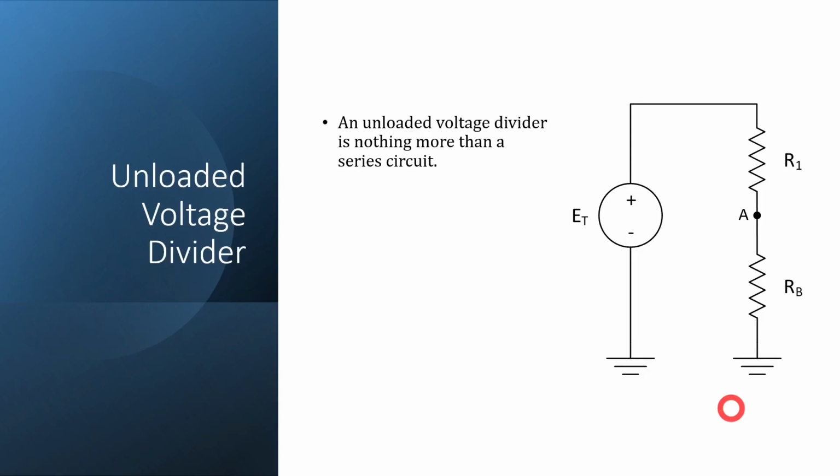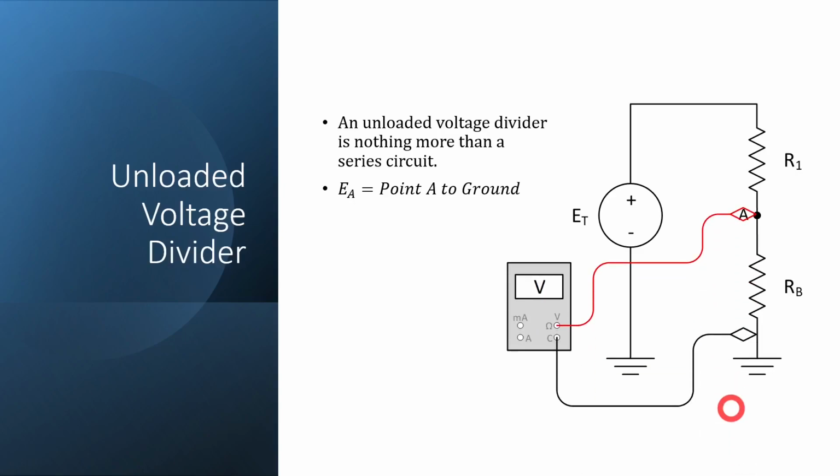Let's look at an unloaded voltage divider. An unloaded voltage divider is nothing more than just a series circuit. We are representing it in a little bit different form here in our schematic, but it is still nothing more than just a series circuit. So let's look at some terms that we've already reviewed or already discussed. The voltage referencing, E sub A, is nothing more than point A to ground.